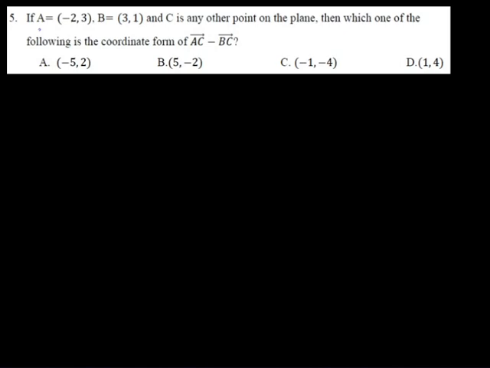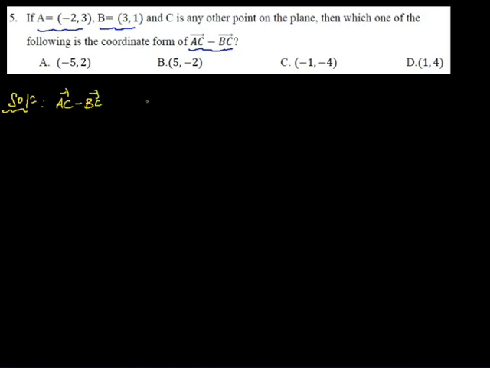If A is a point with entries -2, 3 and B is 3, 1 and C is any other point on the plane, then which one of the following is the coordinate form of AC minus BC? So let us use this vector itself. AC, we are asked the coordinate form of AC minus BC.